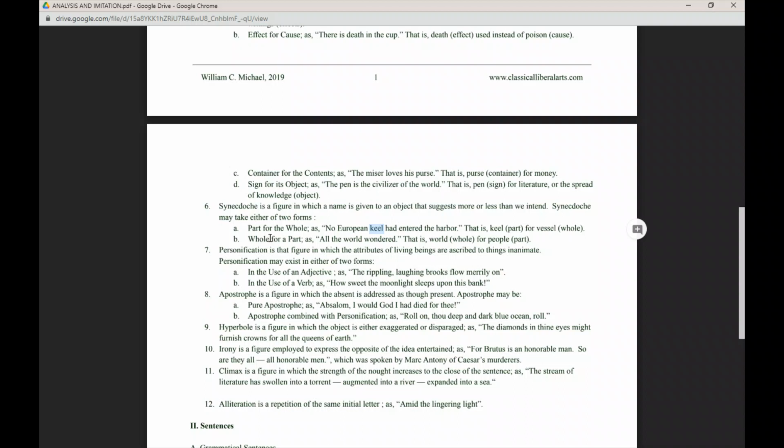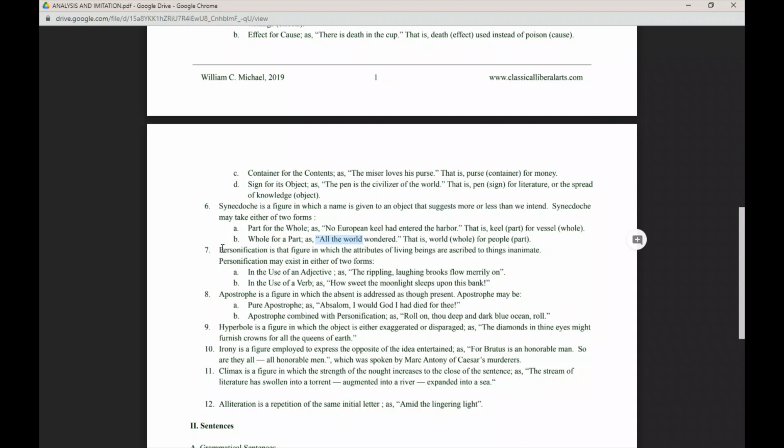Or in the military, to put boots on the ground is an example of synecdoche. We can also use a whole to refer to the part. All the world wondered. This is obviously an exaggeration. The whole world didn't wonder, only a part of the world, but by synecdoche, the whole is used to speak of a part. That's the sixth of these rhetorical figures.